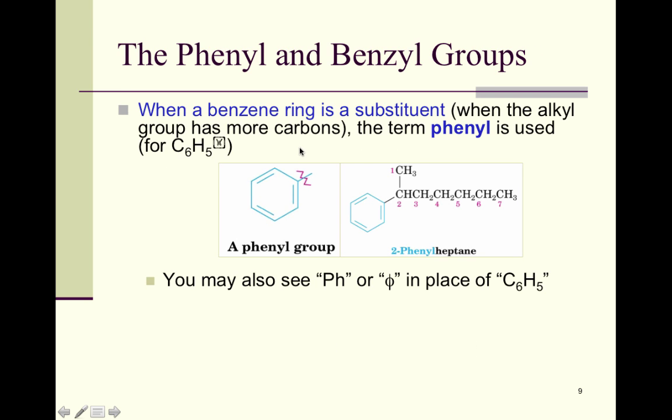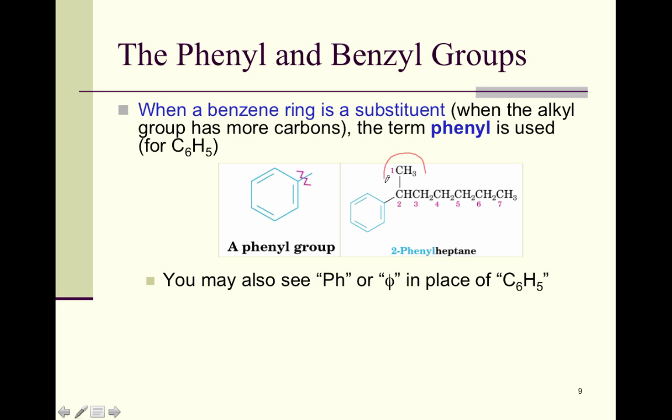The phenyl and the benzyl groups. Let's look at the phenyl group first. Phenyl is used when the benzene ring does not have priority, and this is going to happen more often than you realize. Here's an example of when benzene does not have priority. Let's take a look at this example here.